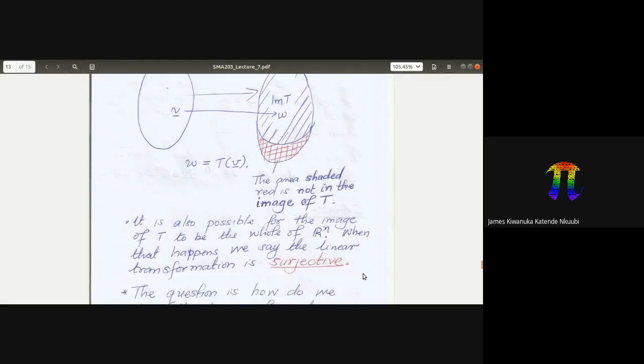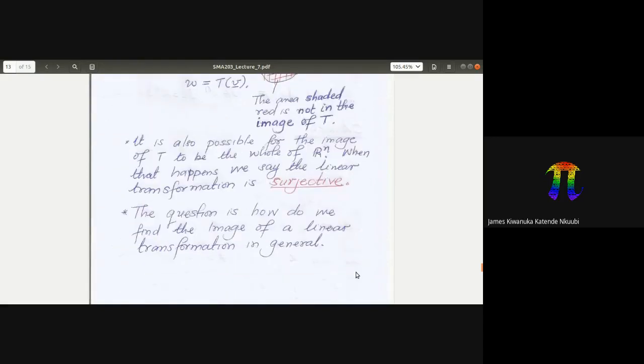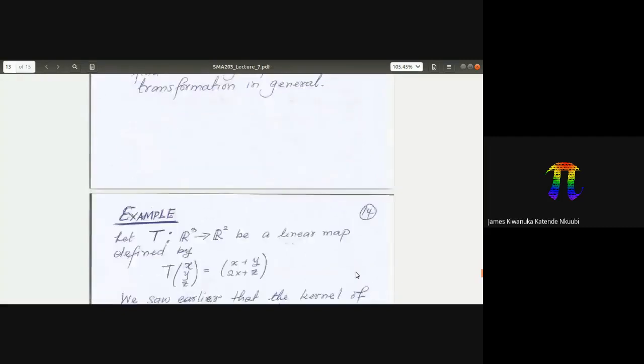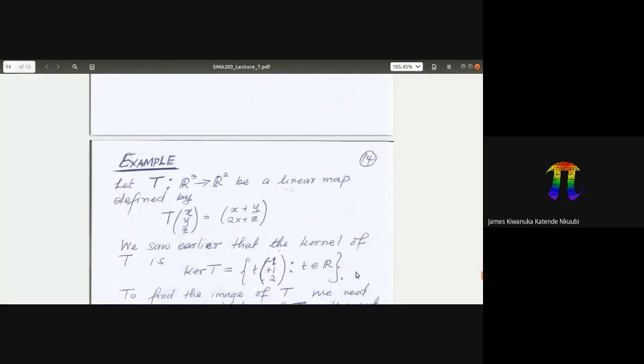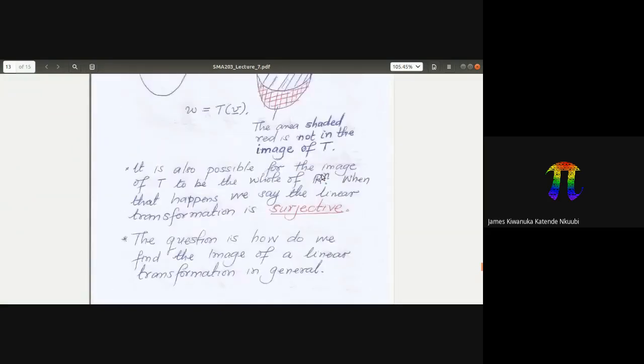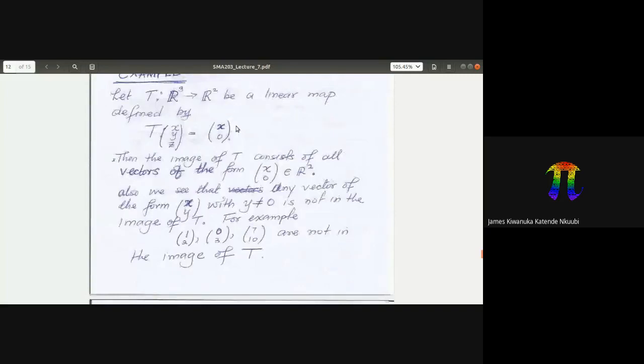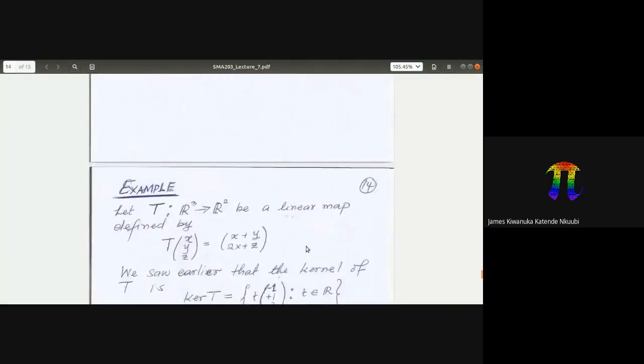So it is possible. This is just defining a surjective map. So how do we find the image? Given a map, how do we find the image? Suppose it's a case which is not as simple as this, because this one you can just quickly tell the image by observing. What if it is not that simple? How do we find the image?